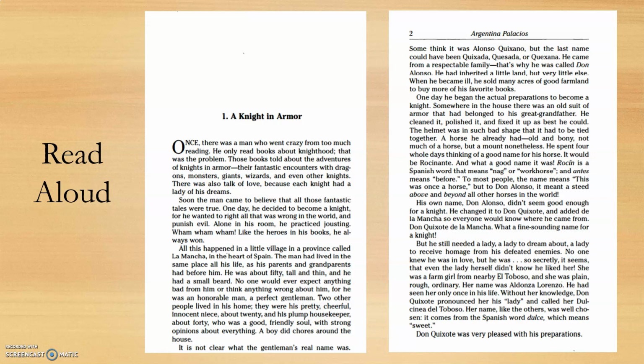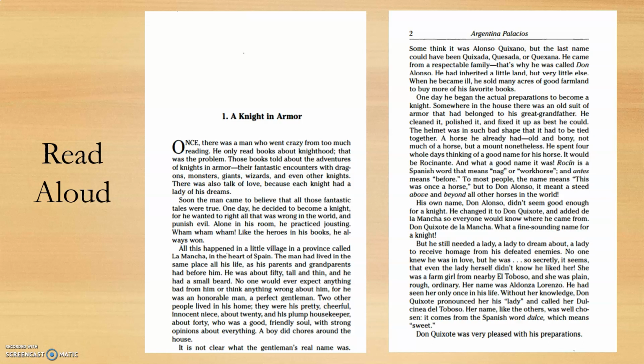One day he began the actual preparations to become a knight. Somewhere in the house there was an old suit of armor that had belonged to his great-grandfather. He cleaned it and polished it and fixed it up the best he could. The helmet was in such bad shape that it had to be tied together. A horse he already had, old and bony, not much of a horse, but a mount nonetheless.